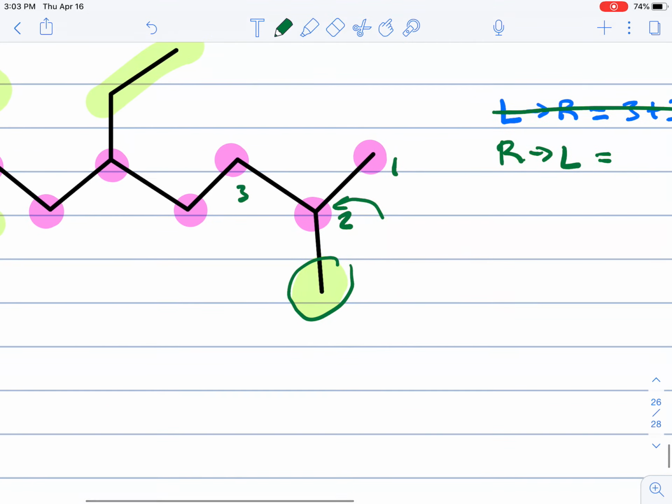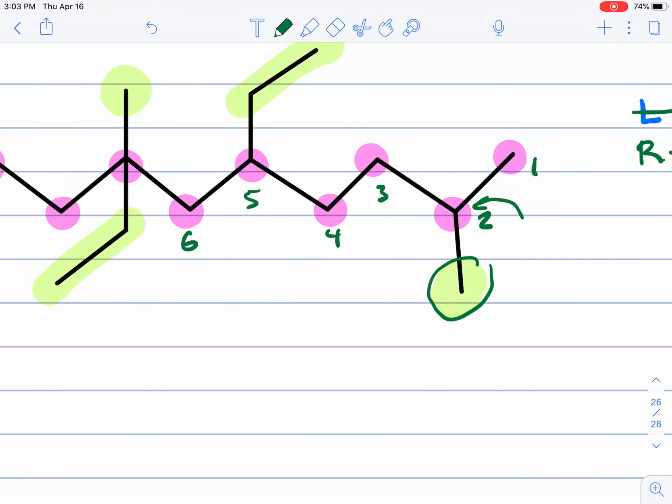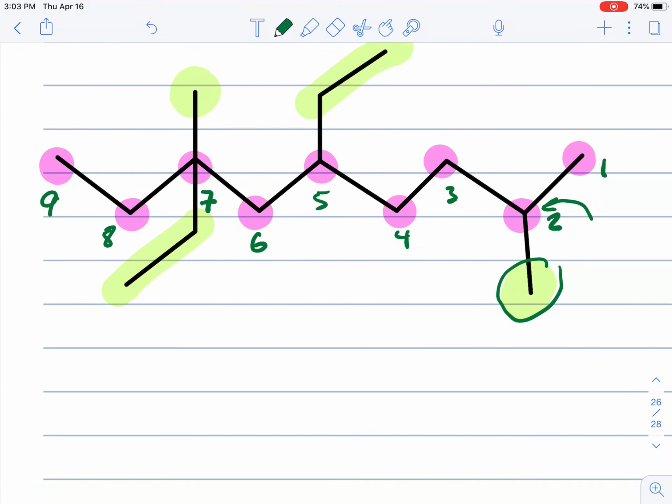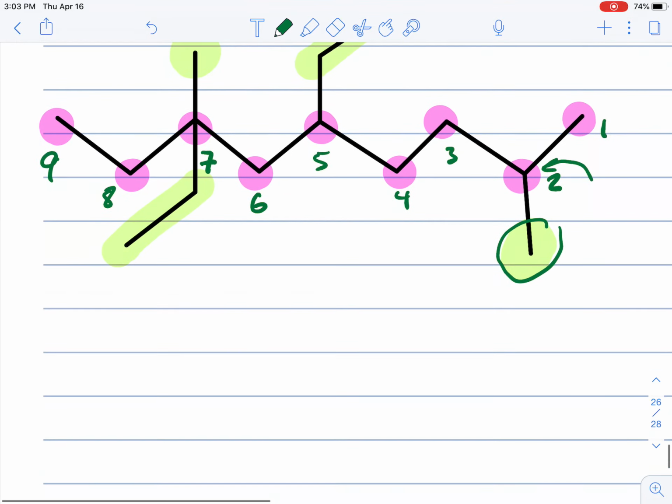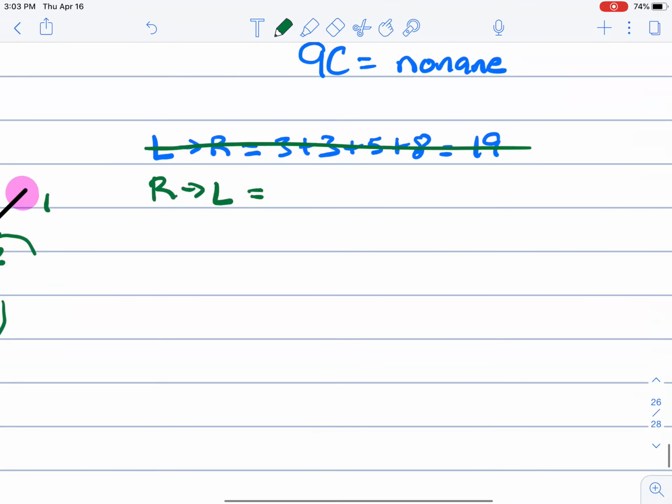All right, so 1, 2, 3, 4, 5, 6, 7, 8, 9. All right, whoops. So this is 1, 2, 3, 4, 5, 6, 7, 8, 9. I apologize. So we need to do a recount.